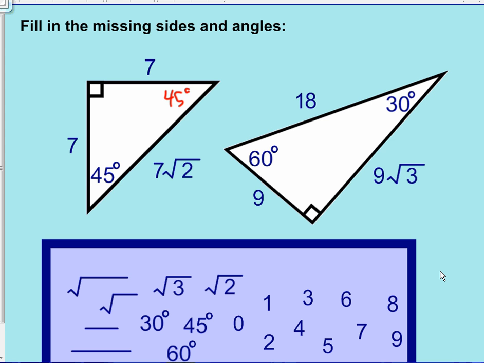The whole purpose of knowing these rules is basically to do exactly what I did here and find unknown lengths. All right, and just for your benefit, so you know, you can leave your answer as 7 times the square root of 2 or 9 times the square root of 3. You do not need to convert that in this case.